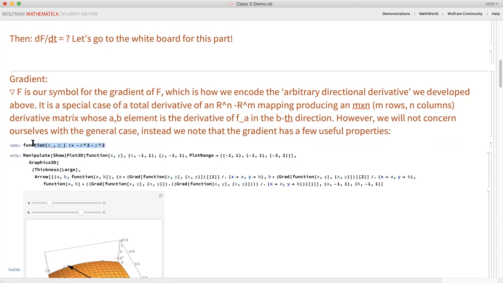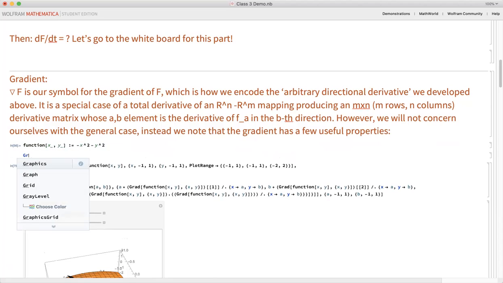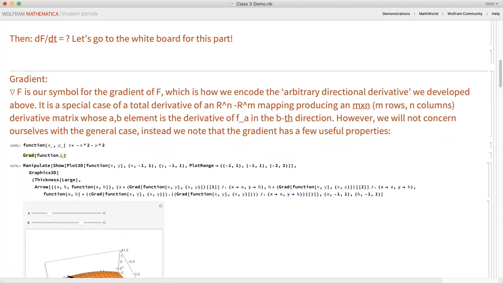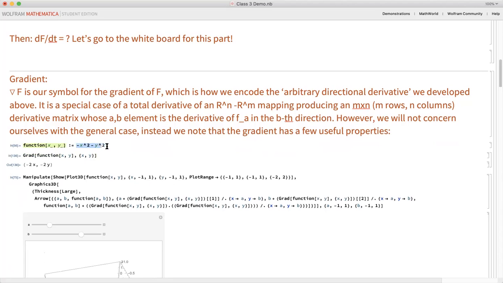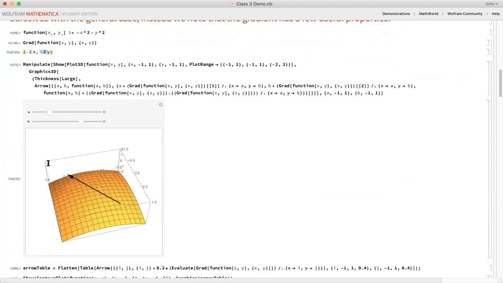So let's actually look at what the gradient looks like. We have some function of x and y. When we take the gradient of f, we can do it here with Mathematica: the gradient of our function with respect to x and y. And it's exactly what we expect, right? The first component, the x component of the gradient, is the derivative of this thing with respect to x. It's just going to be the derivative of that term. And then the second component is the derivative with respect to y, and that's just minus 2y. And so I've actually got it plotted down here.